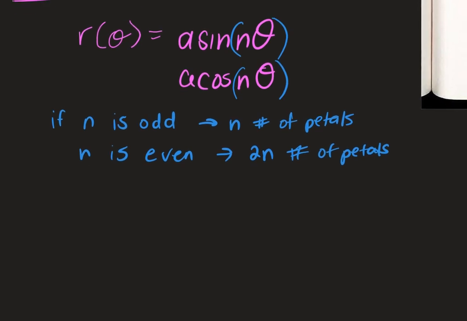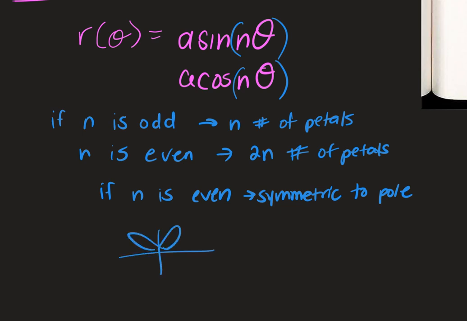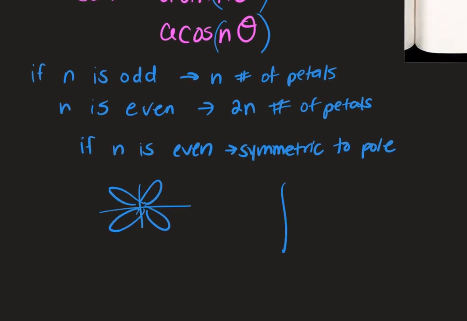The same symmetry rules apply. If it's cosine, it's the polar axis. If it's sine, it's pi over 2. And we added, if n is even, then it has symmetry to the pole. The pole is the origin. So if it was even, whatever was happening in one quadrant was happening across from it, like that. It could also be like this.